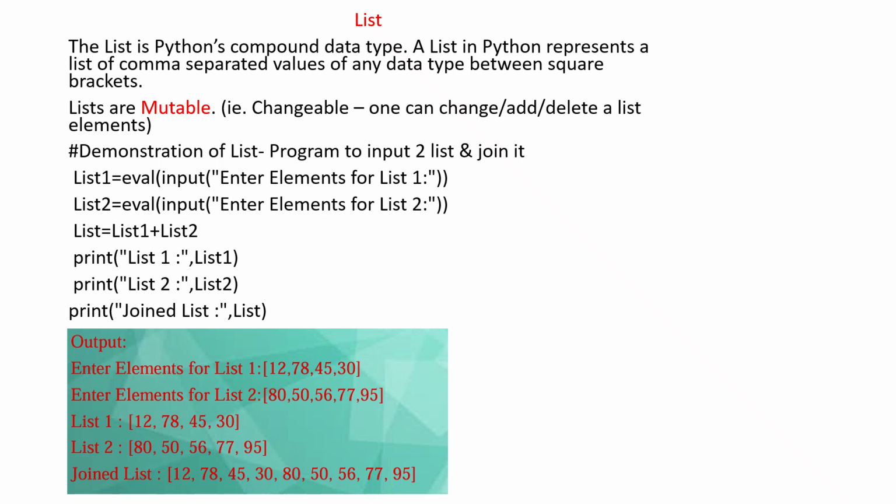The list is a Python compound data type. A list in Python represents a list of comma separated values of any data type between square brackets. Lists are mutable. In Python, there are mutable types and immutable types. Mutable means changeable, that is, one can change, add, and delete elements in a list. This is mutable.